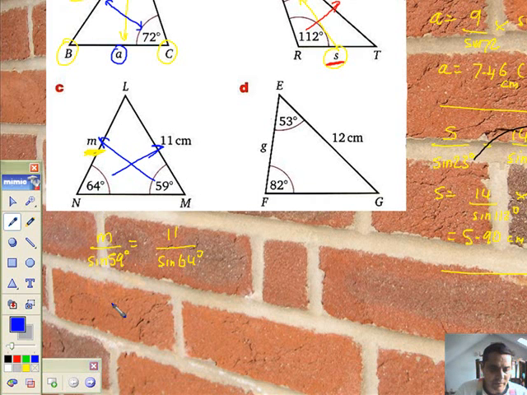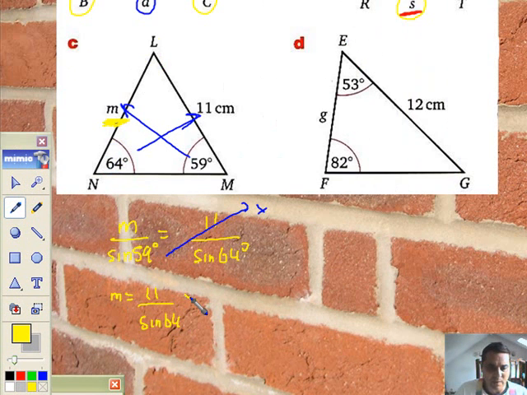Take the 59 over and multiply, whoosh, off you go, and you're left with M equals 11 divided by the sine of 64 and then multiply by the sine of 59. We're just rearranging ever so simply now, and that will give us an answer.